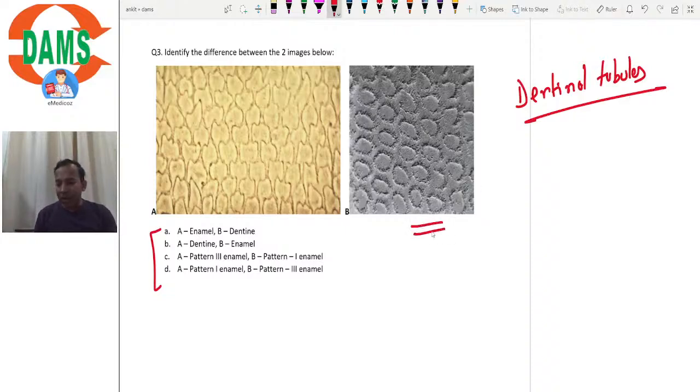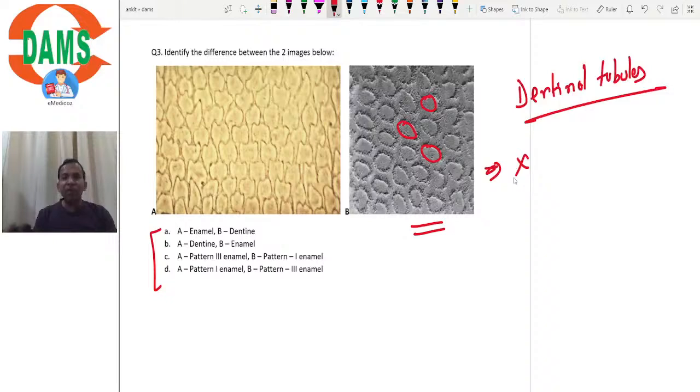Now looking at this diagram, though circular structures or circular markings can be seen, they are occluded, isn't it? It appears like a solid surface. There are no tubules. They are just circles, but there are no tubules. So even this tissue cannot be called a dentine. So this tissue is not dentine. So we end up with enamel, right? Both of these are enamel.